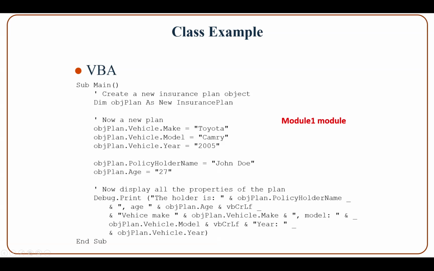And this is the sub procedure, namely Main, in a module, namely Module1. Here you declare an object variable and point it to a newly created object based on the InsurancePlan class. And then you assign the properties of the vehicle of the InsurancePlan object to corresponding strings, and also you assign the policy holder name property to a string containing John Doe, and the age property to a string containing 27.